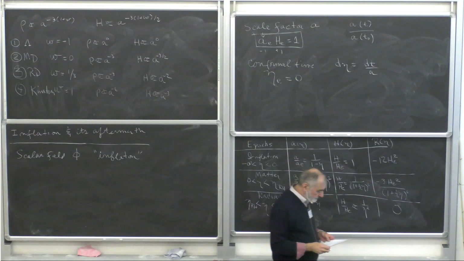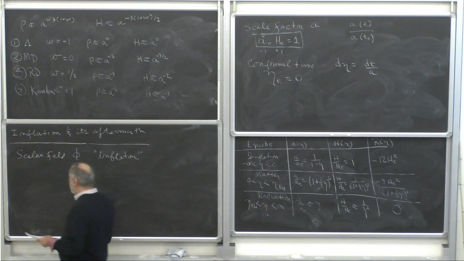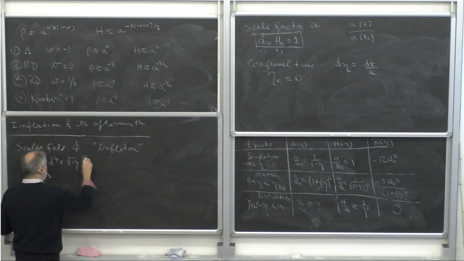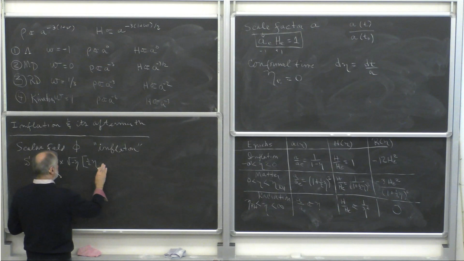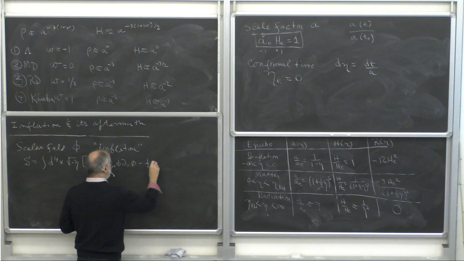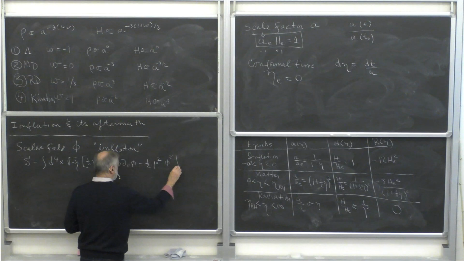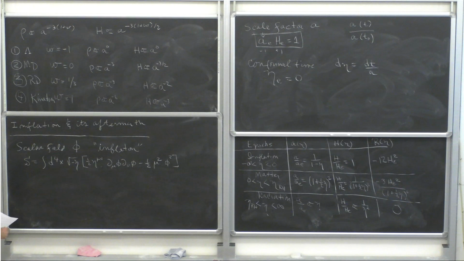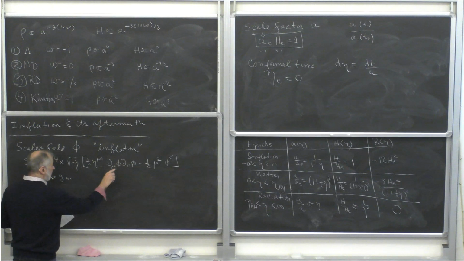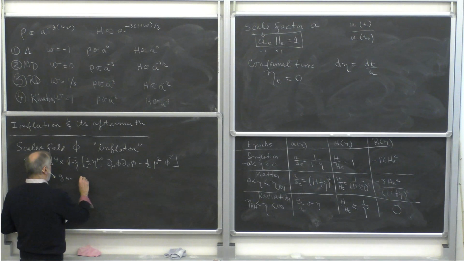So let's assume a real scalar field with Minkowski action and a simple potential, 1/2 mu squared mass times phi squared. Now we're going to promote this to a curved space. So eta will go to g_mu nu. And the covariant derivative of a scalar is just the derivative. And the square root of minus g is a cubed.